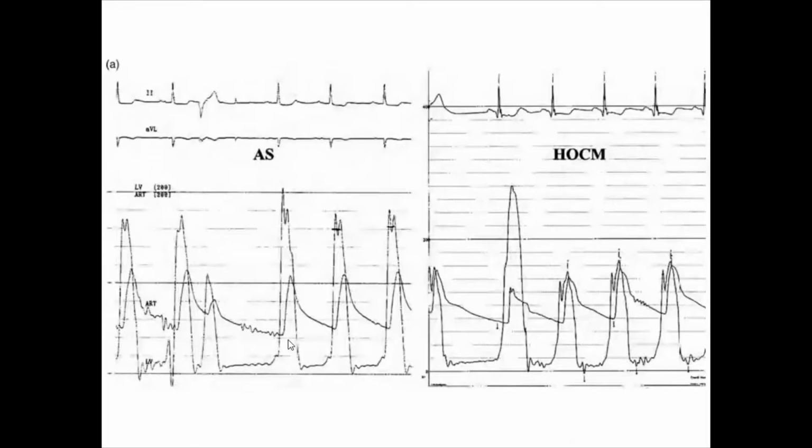Also, if you concentrate, in case of aortic stenosis, the rise in aortic pressure is slow, and in case of hypertrophic cardiomyopathy, it is sharp or vertical. The rise here is vertical, here it is slow. So this is one of the differentiations between aortic stenosis and hypertrophic cardiomyopathy.